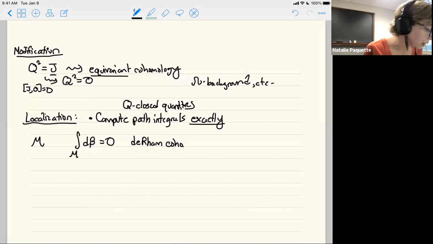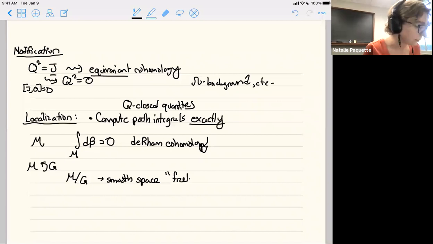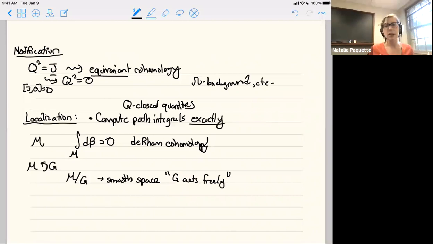But let's say M has some symmetry group G that acts on it, and I want to consider G invariants. I want to consider the G invariant integrals over M. So roughly speaking, I want to integrate over something like M mod G. If this is a smooth space, if there are no fixed points, i.e. the group acts freely, then I can just integrate in the same way that I always do, using my usual notion of differential forms and de Rham cohomology, and everything works the same way.